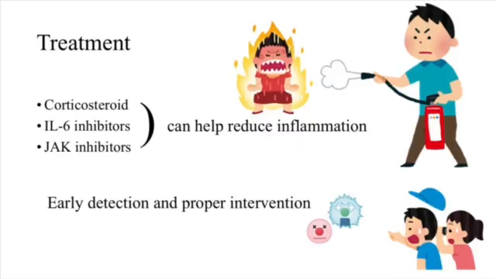Cytokine storms require prompt treatment. Common approaches include corticosteroids to suppress systemic inflammation, IL-6 inhibitors to block IL-6 activity, JAK inhibitors to disrupt cytokine signaling pathways. Early diagnosis and intervention are crucial for improving outcomes.